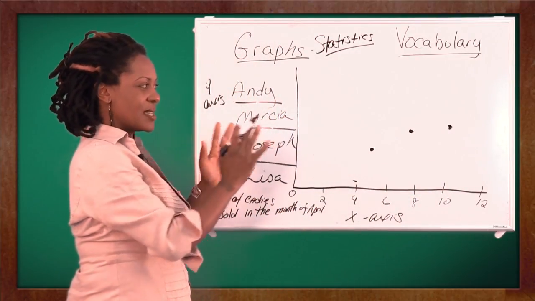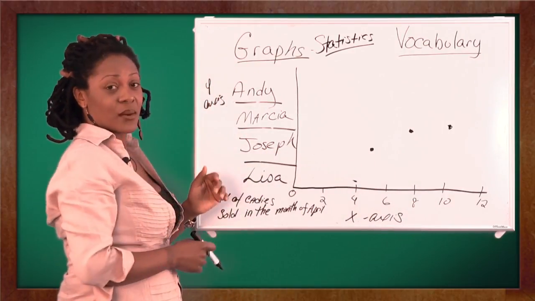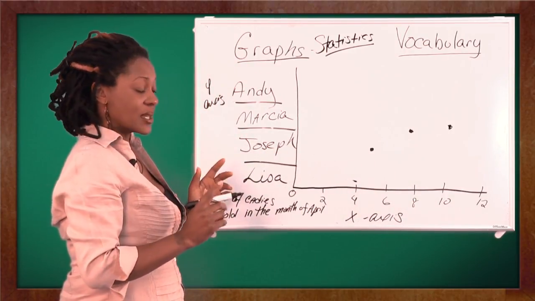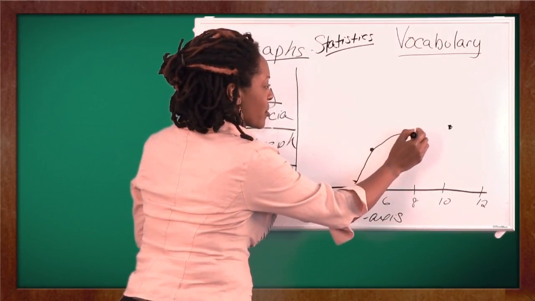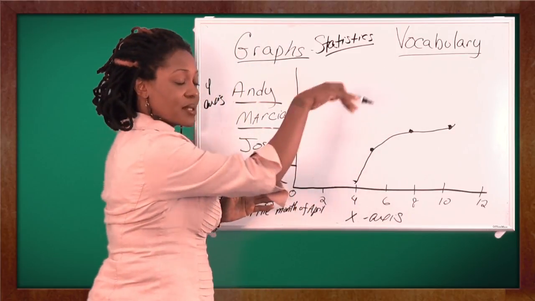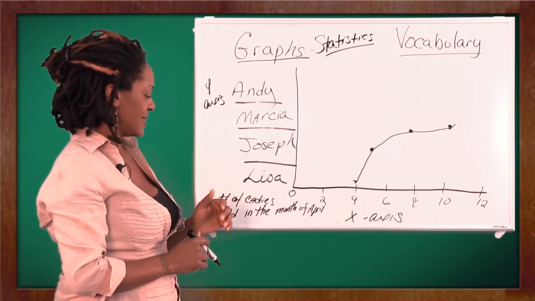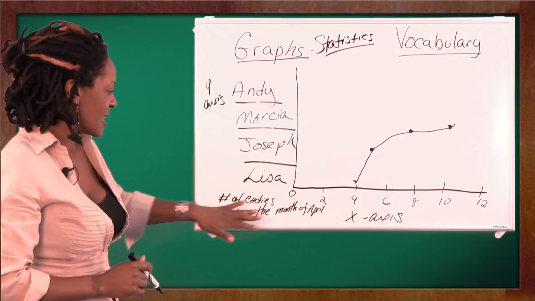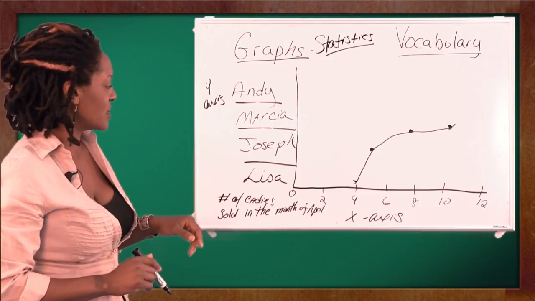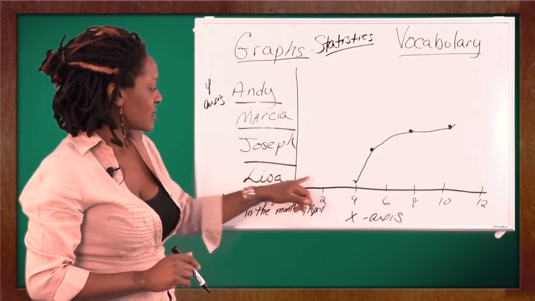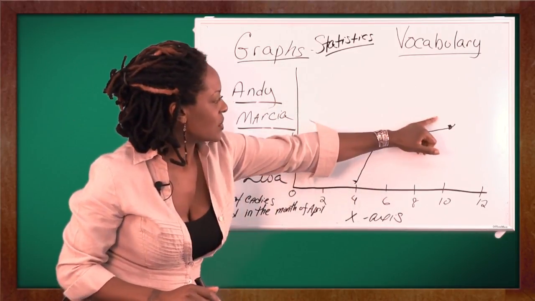Okay, so very easy to plot the information once we know what these numbers represent and what we know what that y-axis represents. So again, we can draw a line and make a visual representation of the progress. Did it go up or did it decline as we read the progress of each student and their fundraising abilities? So again, the bottom line, the numbers represent the numbers of candies sold in the month of April, and these are our students. So here we can see Lisa sold 4, Joseph sold 5, Marcia sold 8, Andy sold 10.